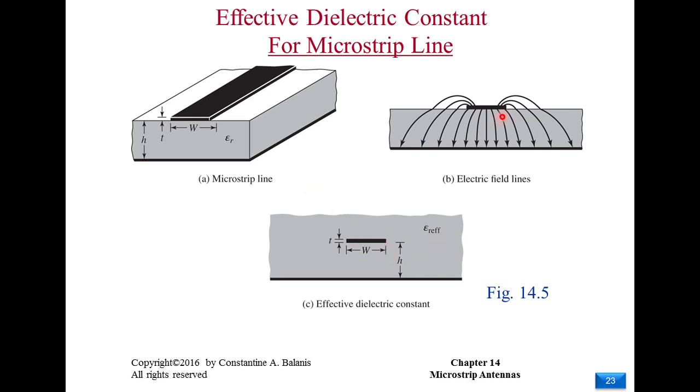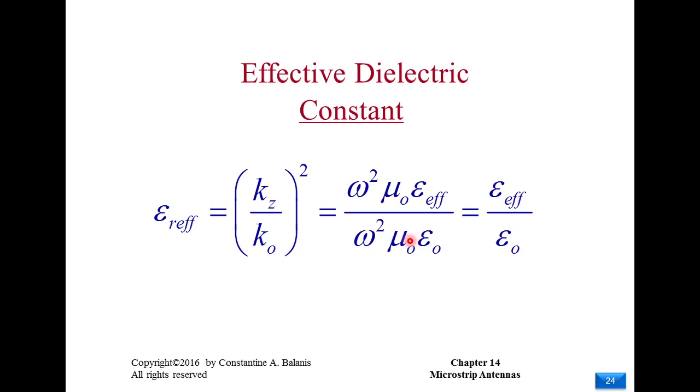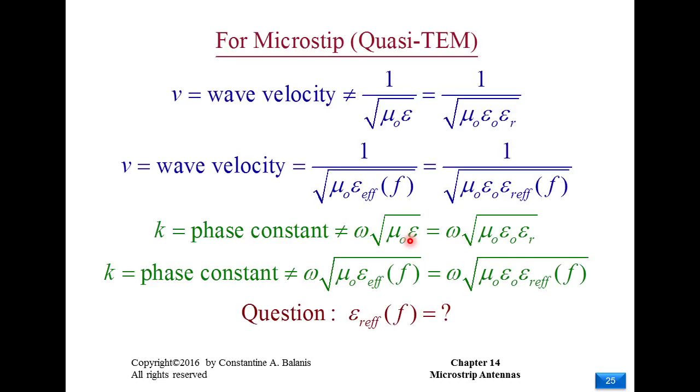So this is the reality. We have air, we have dielectric material. The equivalent model is that everything has the epsilon r effective dielectric constant. Of course, the effective dielectric constant will be somewhere between epsilon r of air, which is one, and epsilon r of the dielectric material. This is the value for epsilon effective. There are some formulas to calculate this.